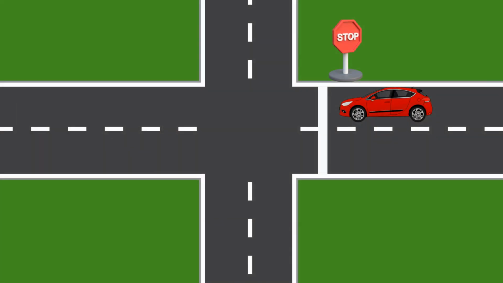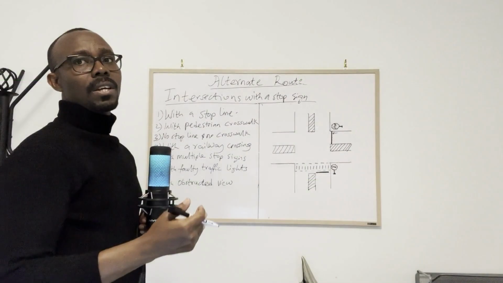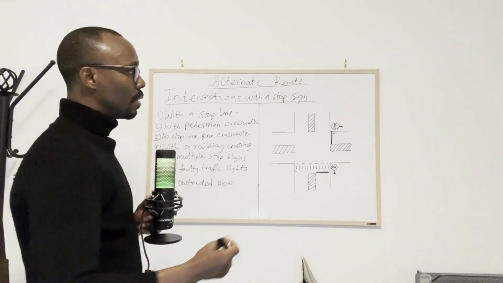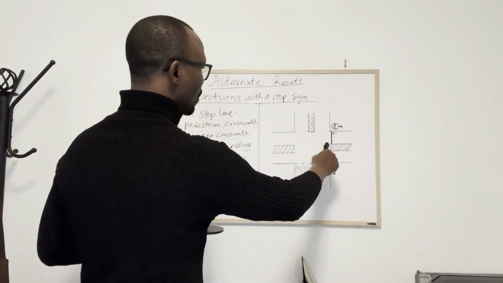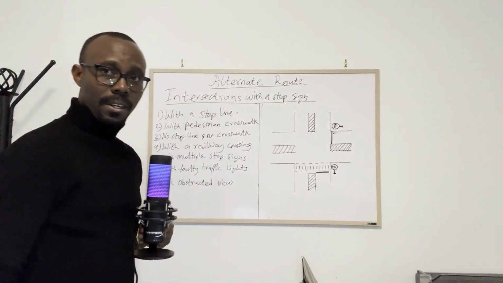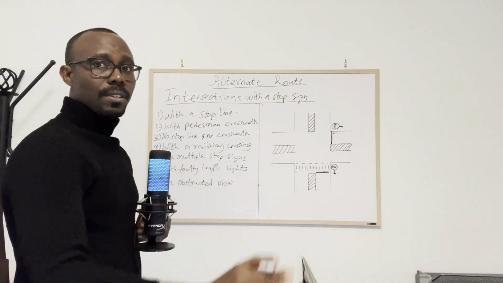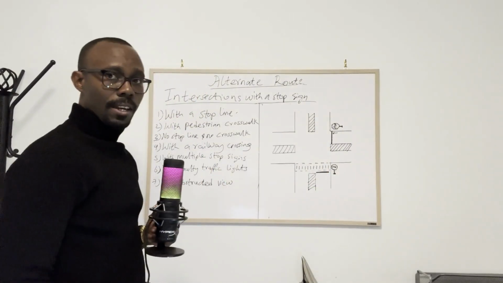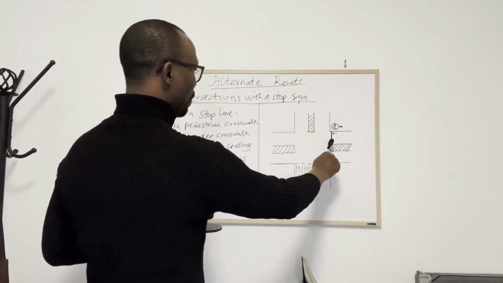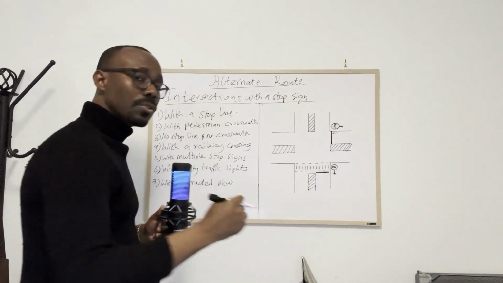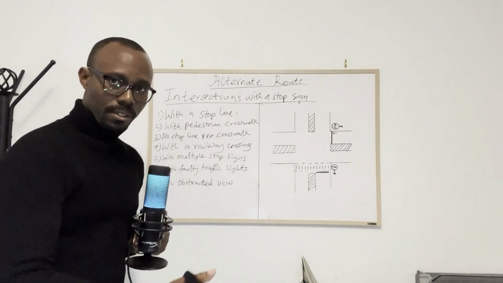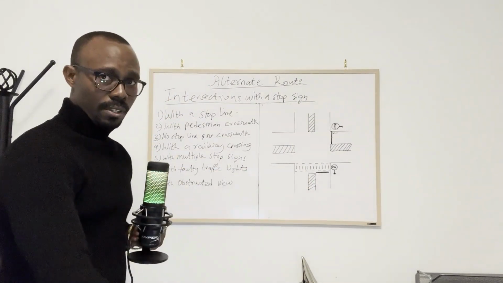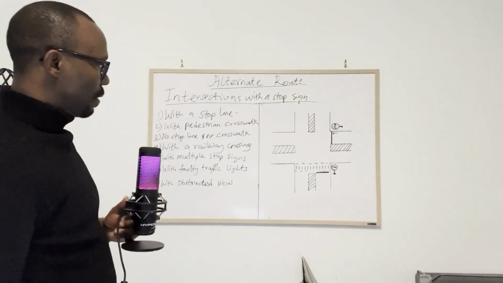Now, you don't want to stop too far away as well, because the stop line is positioned in such a way that you can see the oncoming traffic. So if there's nothing obstructing you, you should be able to see the upcoming traffic. So it's important that at this type of intersections, you stop just before the stop line, before you proceed. So that's the first type of intersection.